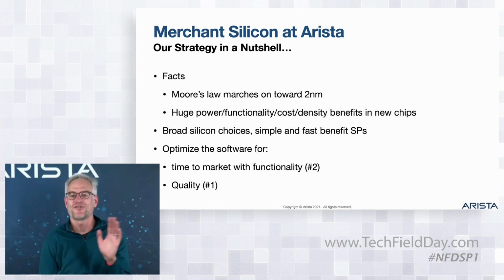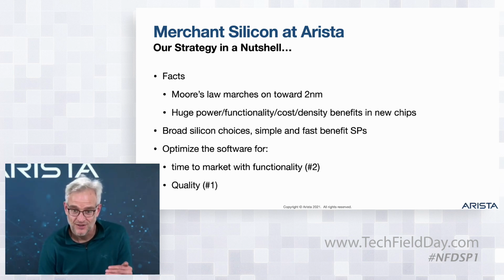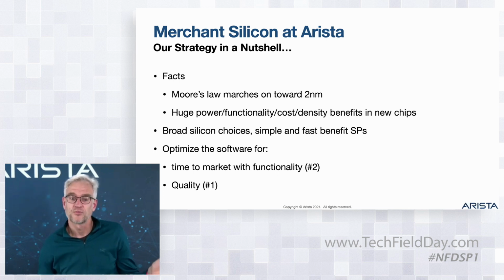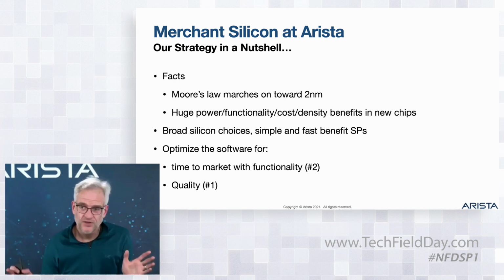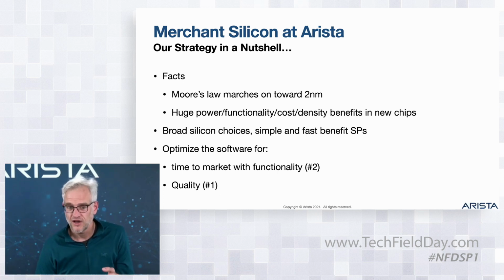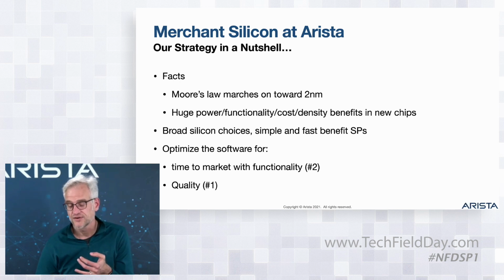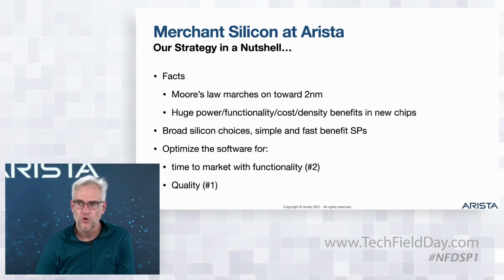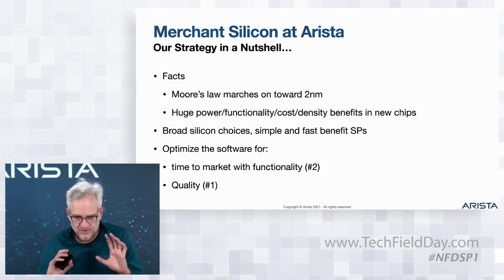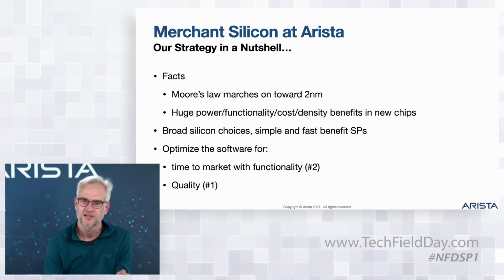And there are huge power, functionality, cost, and density benefits from moving to new chips. We want to have broad silicon choices, and simple and fast options to benefit service providers. Our strategy is really to optimize the software for time to market with functionality. It has to be ready to go as soon as that silicon is ready, with the functionality that service providers need. And number one always, as I'm sure you know, is quality at Arista. We have to develop a software stack that can deliver that functionality as quickly as possible with the quality that our customers have come to expect and really depend on to operate their networks and their businesses.